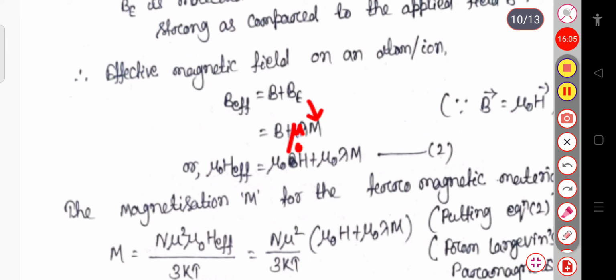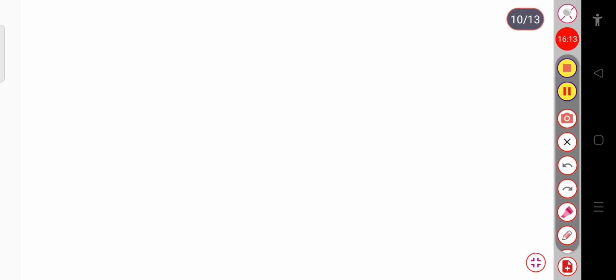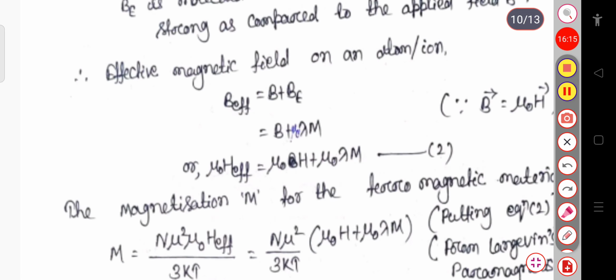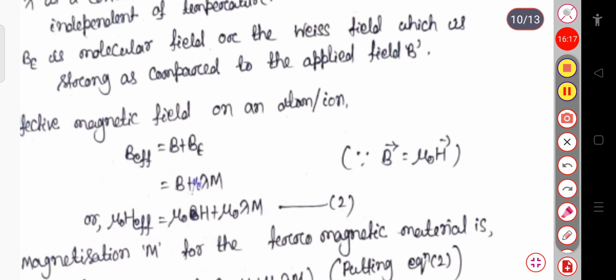Here the mu naught term is present, because if it depends on the permeability of the medium, then we simply have to multiply by the permeability. Let me write again: B effective equals the applied field B, plus in place of B_m I will write mu naught lambda into M, where capital M is the magnetization.